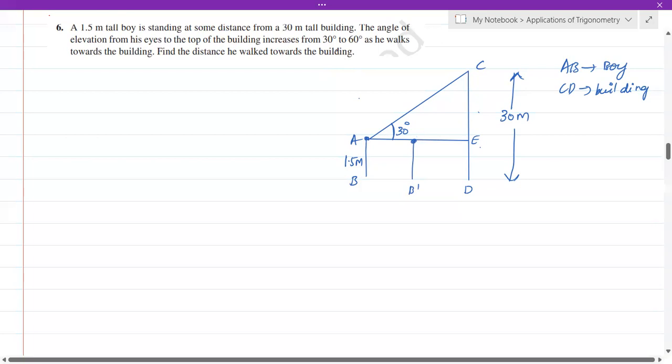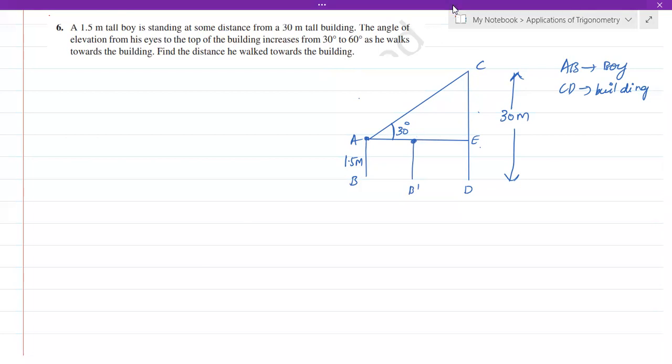Again he is watching the top of the building. This will be A dash. Now this angle will become 60°. As you can see, the angle has increased. Earlier it was 30°. As he moved towards the building, the angle of elevation has changed. Now what we have to find is, earlier he was at the point B, now he is at B dash. We have to find this distance BB dash. This is the distance that he has walked. That's what we have to find.